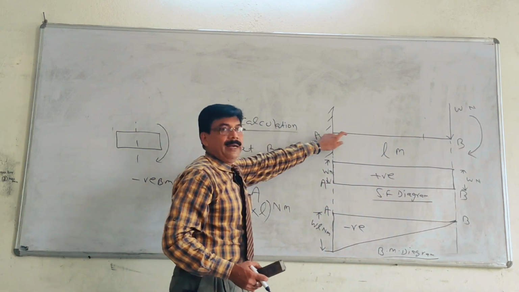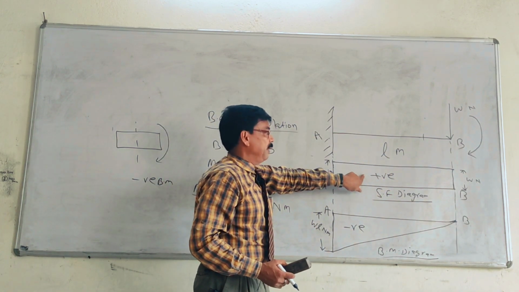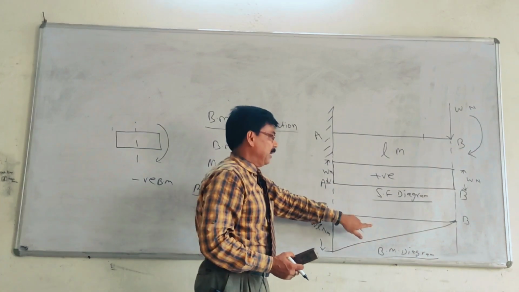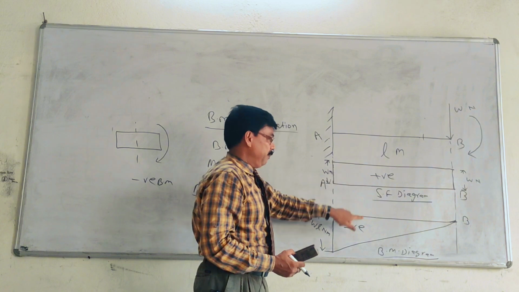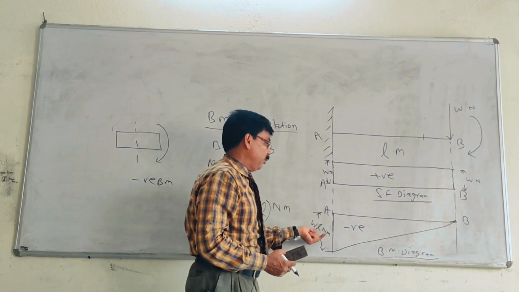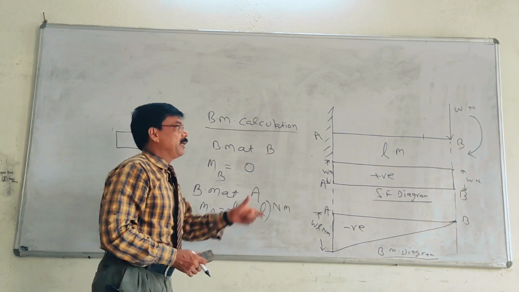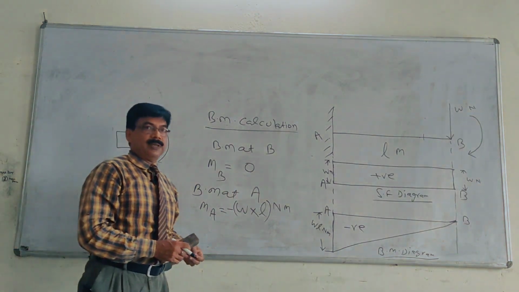So this is the main diagram, next to it the shear force diagram, and next to it the bending moment diagram. The shear force diagram is positive, the bending moment diagram is negative, and the value is WL Newton meter. So this is all about the theory question. Thank you.